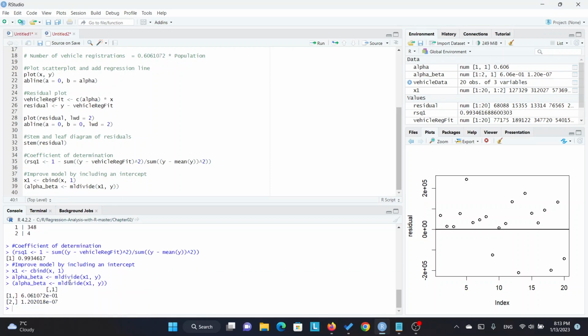Now you can see that we have an intercept added in here. That's 1.202018 times e to the power negative 0.7, and our slope is here. So this is the intercept, and this is the slope.